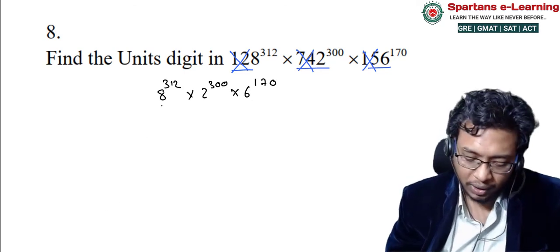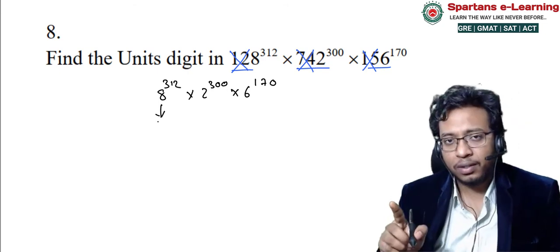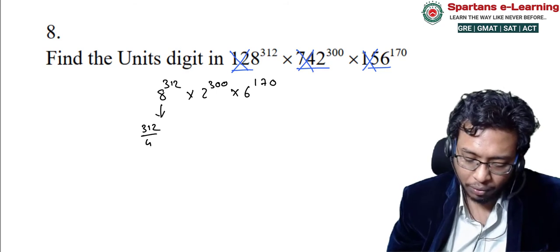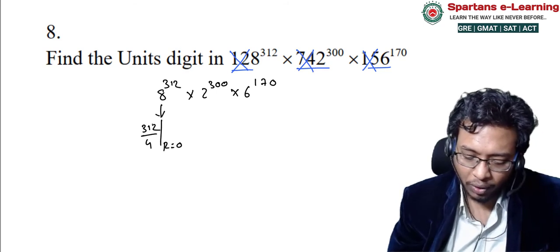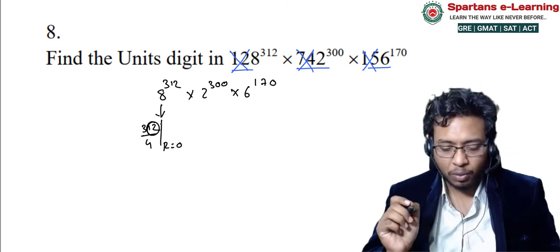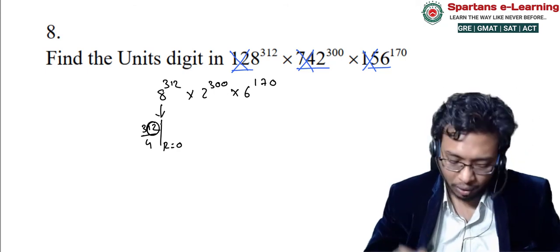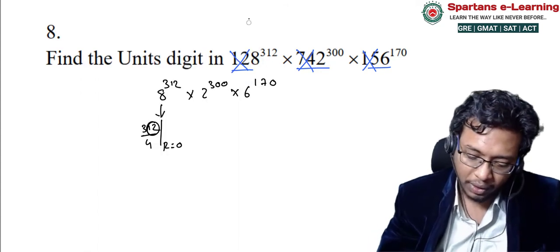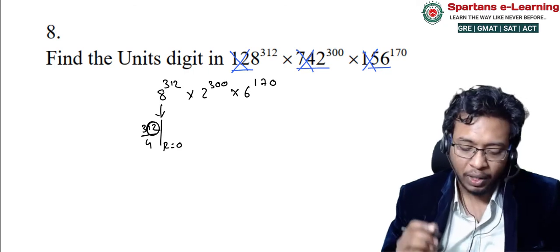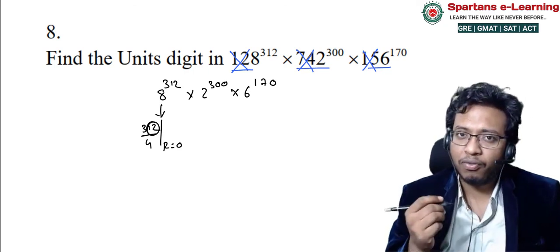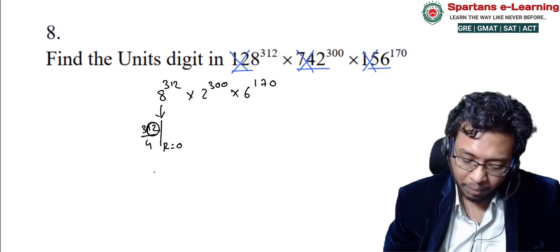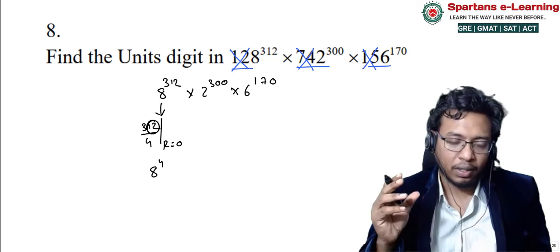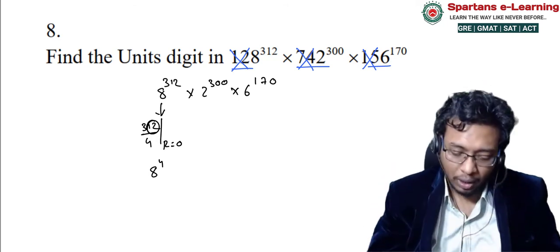Right? Now see, the cyclicity of 8 is 4. So divide 312 by 4. This is completely divisible by 4. Why? Because see here, 12 is divisible by 4. So remainder will be 0. If you want, you can check it here. 312 divided by 4 gives you 78. That means remainder is 0. Whenever remainder is 0, for cyclicity of 4, you have to take 8 power 4. The last digit of 8 power 312 will be equal to the last digit of 8 power 4.